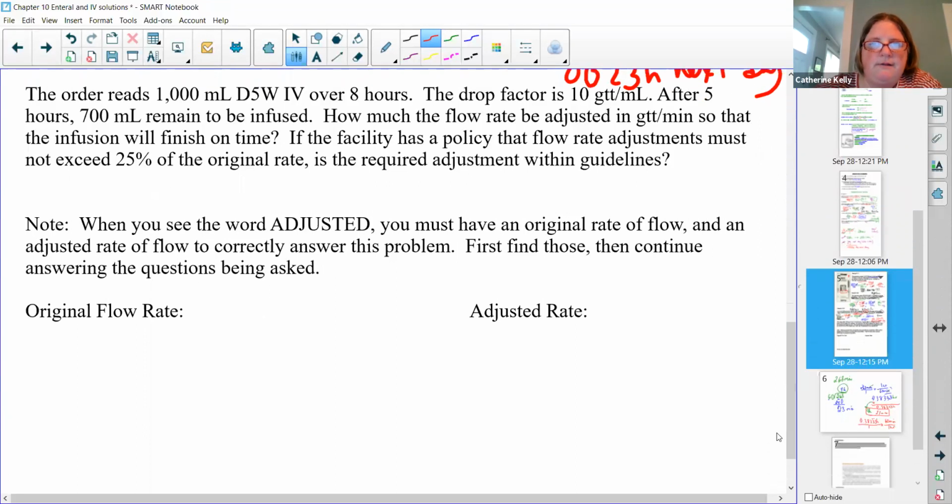What? That's awesome. So the order reads 1,000 milliliters of 5% dextrose in an IV over 8 hours. The drop factor is 10 drops per milliliter. After 5 hours, 700 milliliters remain to be infused. How much must the flow rate be adjusted in drops per minute so that the infusion will finish on time? If the facility has a policy that flow rate adjustments must not exceed 25% of the original rate, are the required adjustments within guidelines?